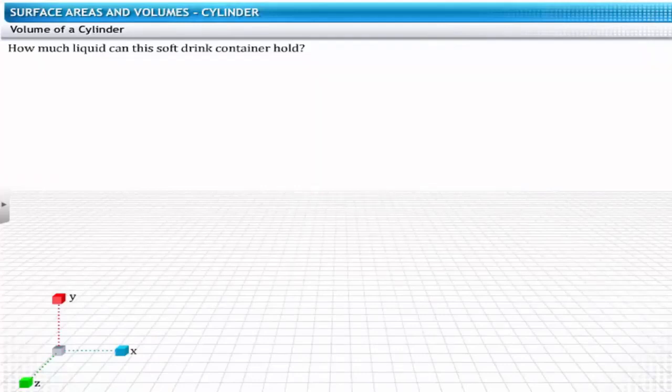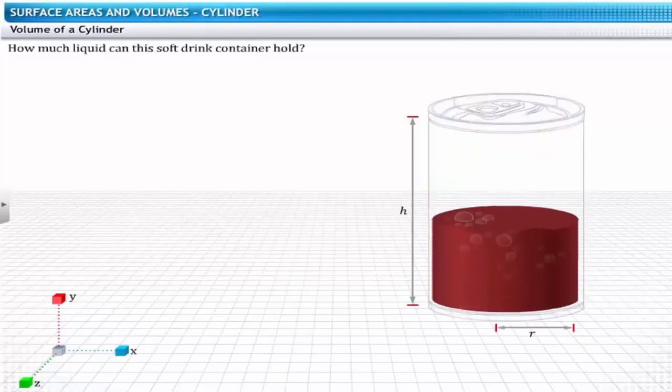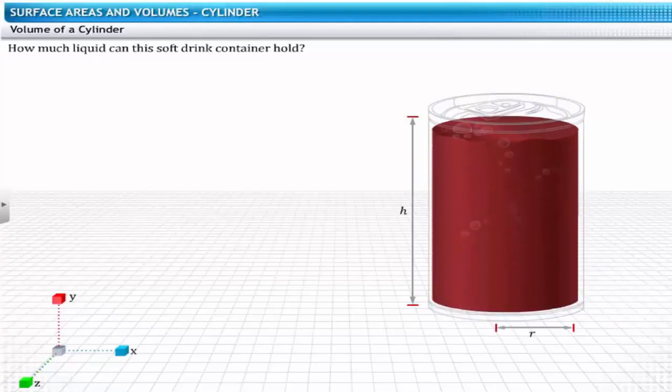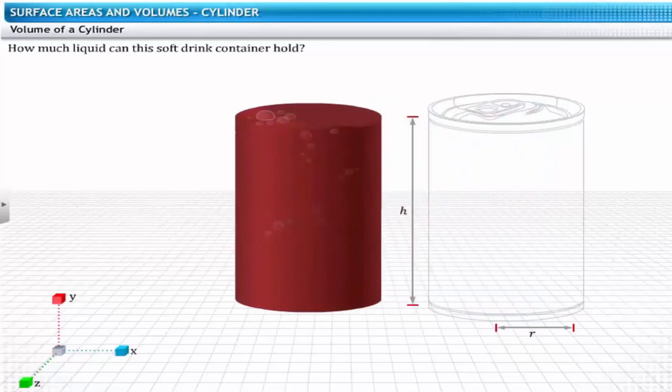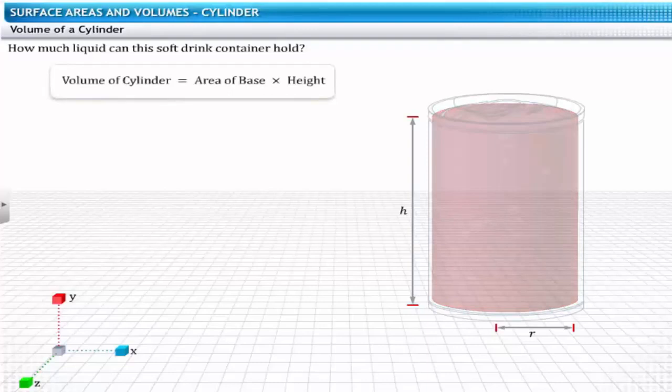Let's consider a cylindrical soft drink can whose height is h and radius is r. To find the capacity of the can, we need to find the volume of the can. By volume, we mean the space enclosed by the can. As the can is cylindrical in shape, we can calculate its volume by multiplying the area of its base with its height.